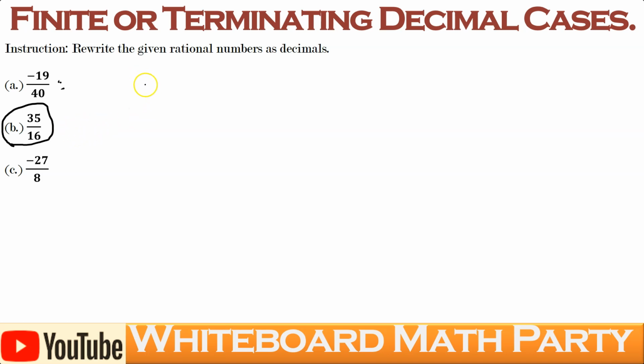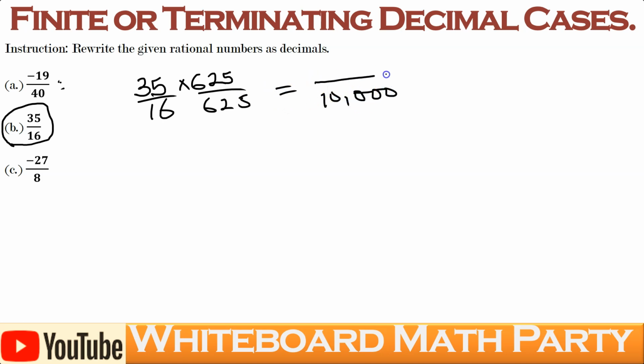So what it implies is that I'm going to multiply both the numerator 35 and the denominator 16 by the number 625. So if I do this, that leaves my denominator at 10,000, 4 zeros. And then the numerator is going to be 35 multiplied by the number 625, which will give you the number 21,875, like this. Now remember the rule.